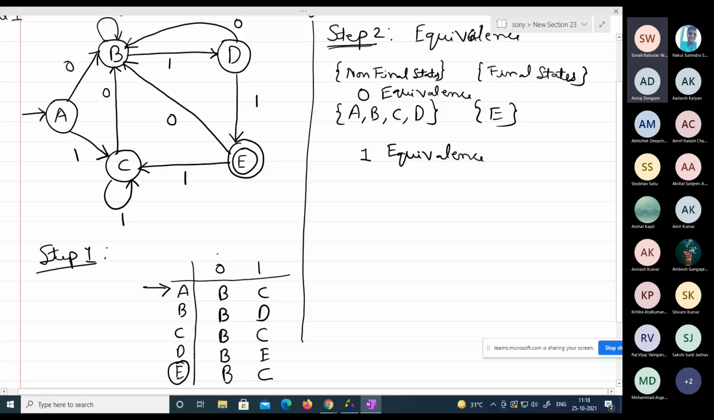Okay. So we have constructed that. I understood that. Step 2, ma'am. Okay, I'll just continue with this. So we make this state transition table.